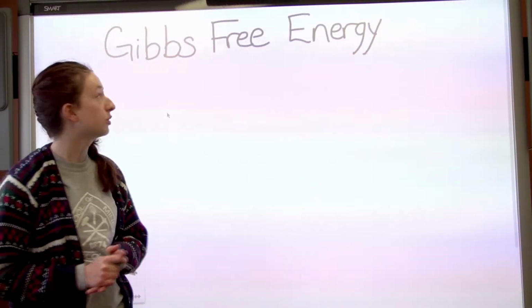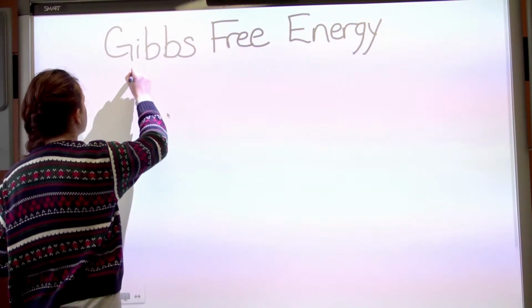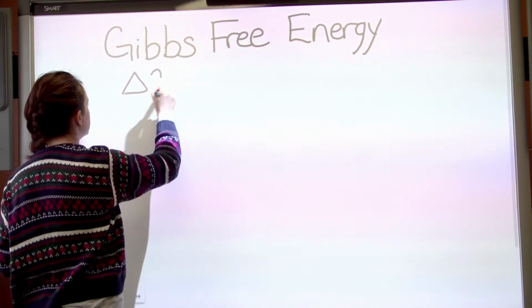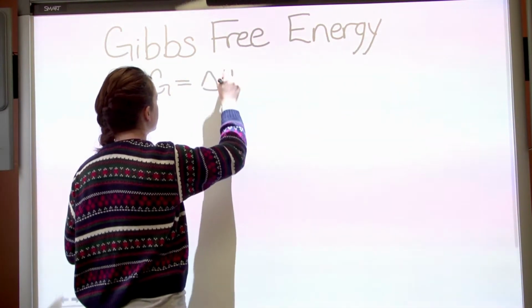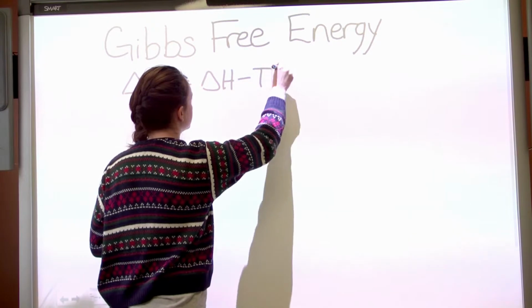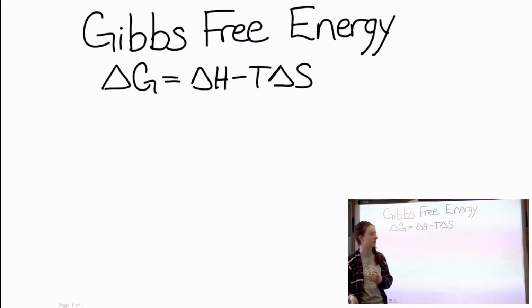Guys, today we're just going to go over Gibbs free energy and basically what it is and how it's defined. So the equation itself is delta G equals delta H minus T delta S. So Gibbs free energy examines the spontaneity of reactions. So that's basically whether or not a reaction will take place under normal conditions without being forced in any way.